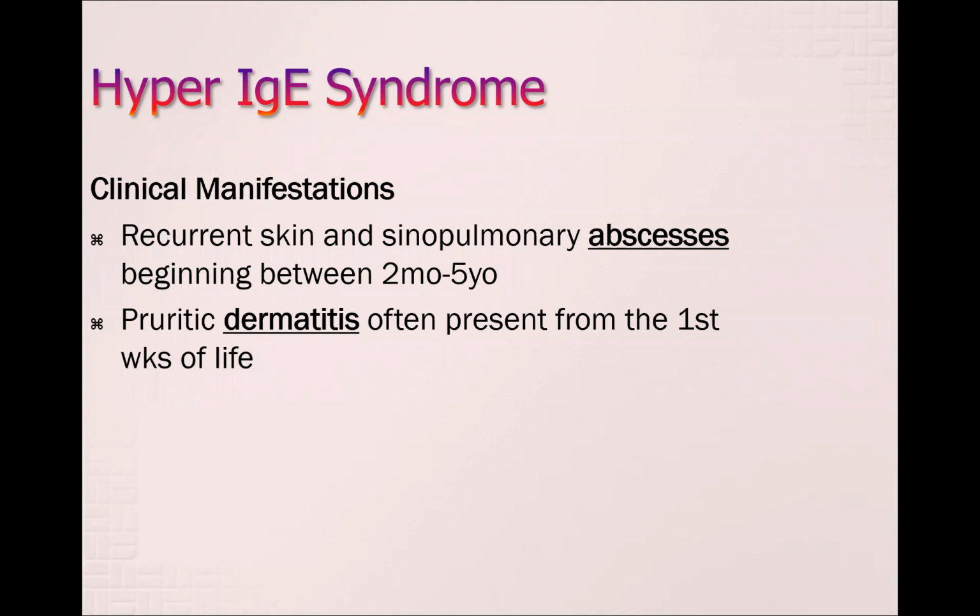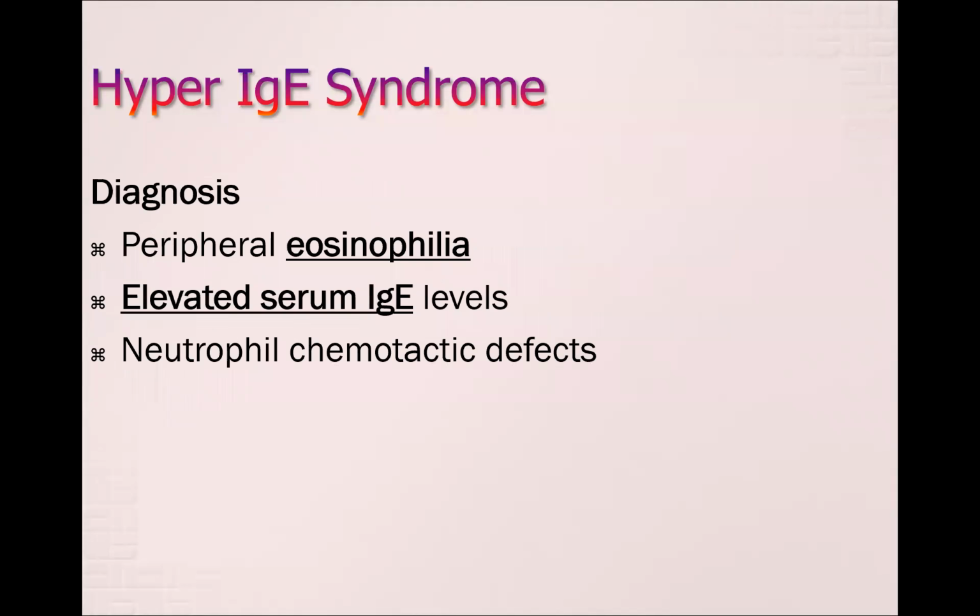So if you have somebody with a very, very pruritic dermatitis early on in life, really consider Job syndrome or hyper IgE syndrome. Again, peripheral eosinophilia is going to be marked there, and elevated serum IgE levels, and then on flow cytometry, neutrophil chemotactic defects where the neutrophils aren't migrating as they should.